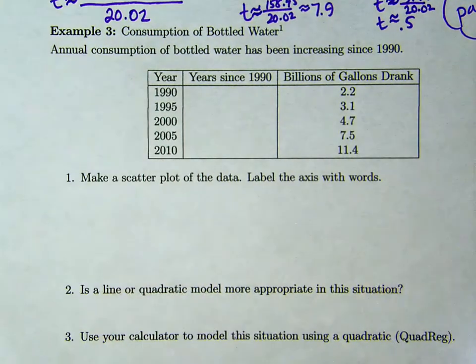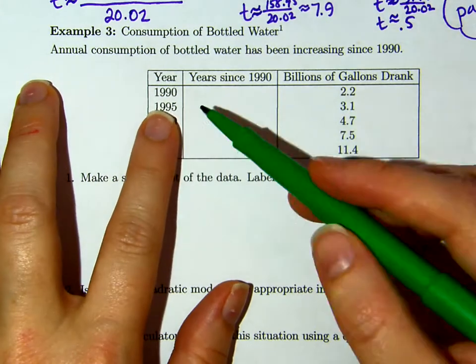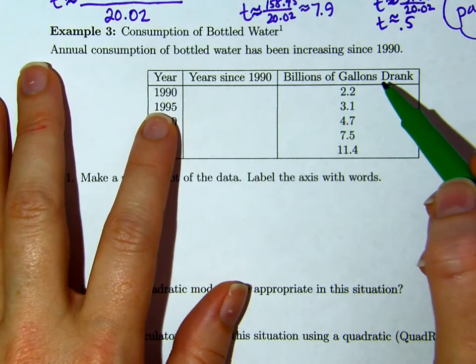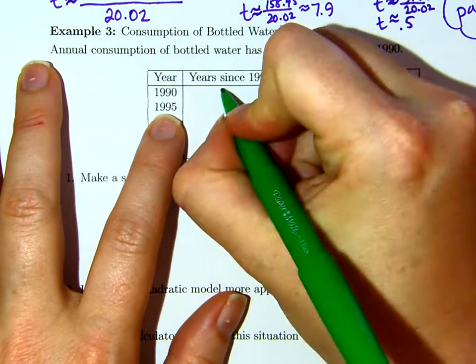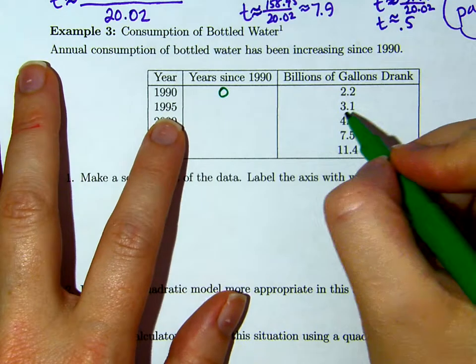Let's double check the consumption of bottled water. The annual consumption of bottled water has been increasing since 1990, and here's the data. In 1990, 2.2 billion gallons drank in the United States. That is 0 years since 1990.